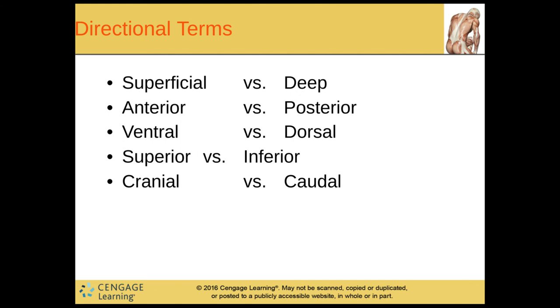And then we have anterior versus posterior. Anterior meaning the front, and posterior meaning the back. And then we have ventral and dorsal, again, front and back, right? And then we have superior versus inferior. Remember when we divide in that horizontal plane, anything above that is superior, anything below that is inferior, right? And then cranial versus caudal. What does cranial mean? It means skull, so towards the skull, versus caudal, which means tail, so down, right? Good.